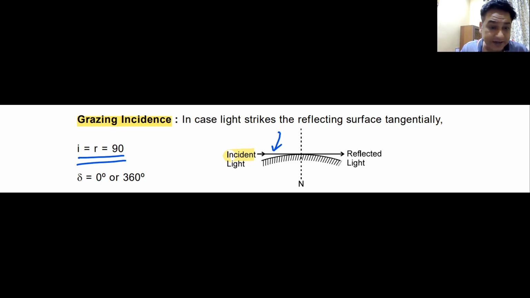Please note it down. Every diagram must be there in your sheet. Every diagram must be there in your notebook. And the student who makes the best diagrams will be doing the best stuff. I hope everyone is noting it down. Noted? Grazing incidence and normal incidence. Can I move forward? Yes or no?